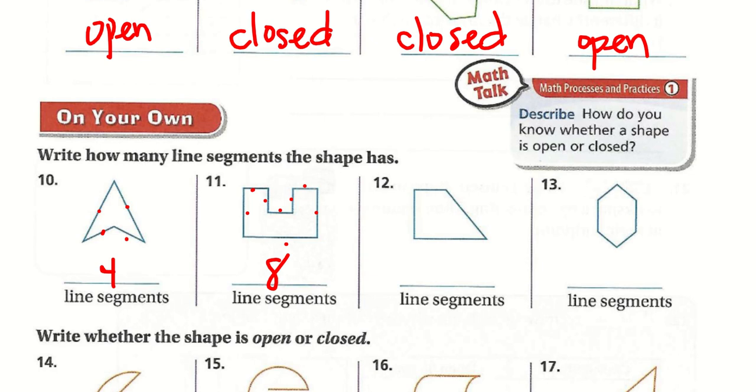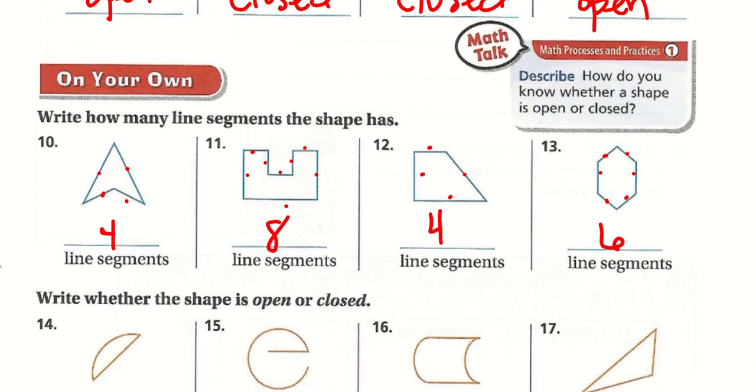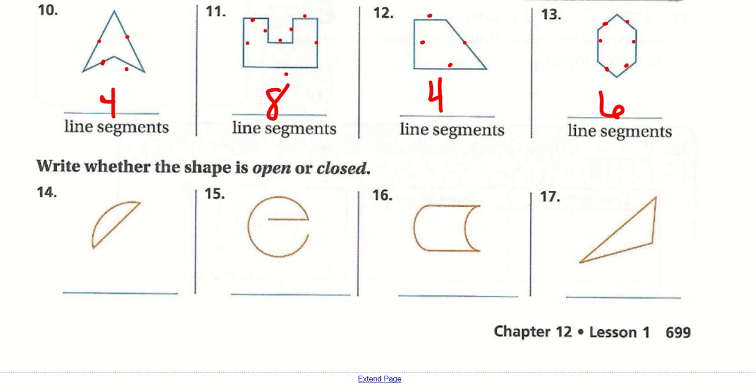Okay, number 12. 1, 2, 3, 4. So this one also has 4 line segments. And number 13. 1, 2, 3, 4, 5, 6. Has 6 sides or 6 line segments that start and stop at an endpoint.